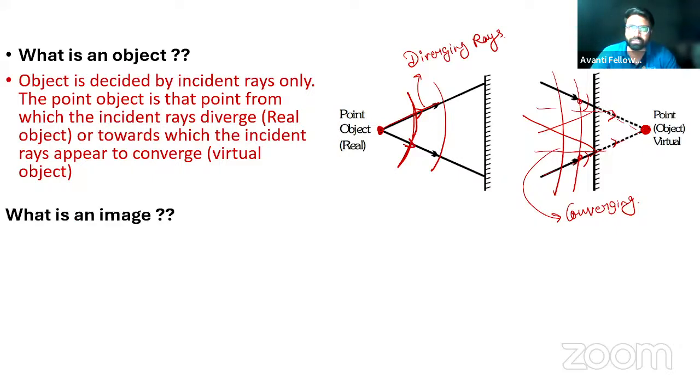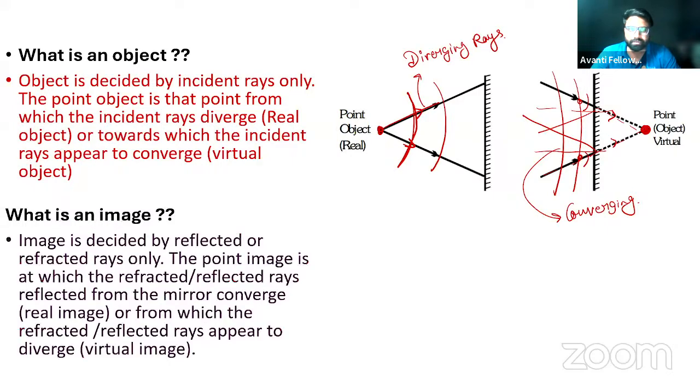What is an image? Image is also very simple. As we decide the object by incident rays, we decide the image in the same manner by reflected rays. So the image is decided by reflected or refracted rays only. The point image is the point at which the refracted rays converge, or from which they appear to diverge.